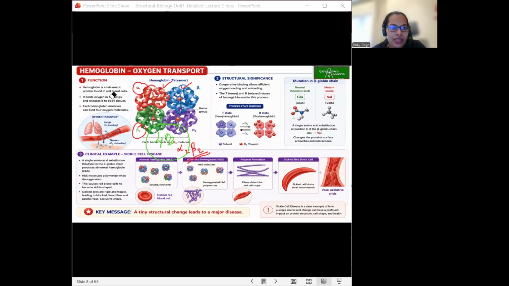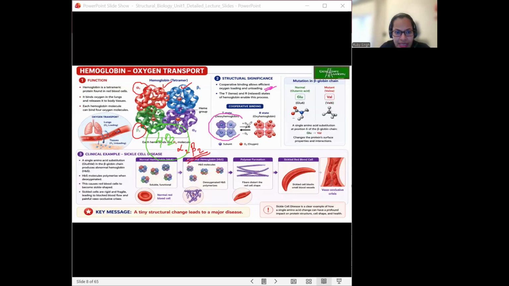Okay, now if you see the structure, the structural significance of the hemoglobin. So let's talk about the loading and unloading of oxygen. Now over here, if you see, cooperative binding allows efficient oxygen loading and unloading.